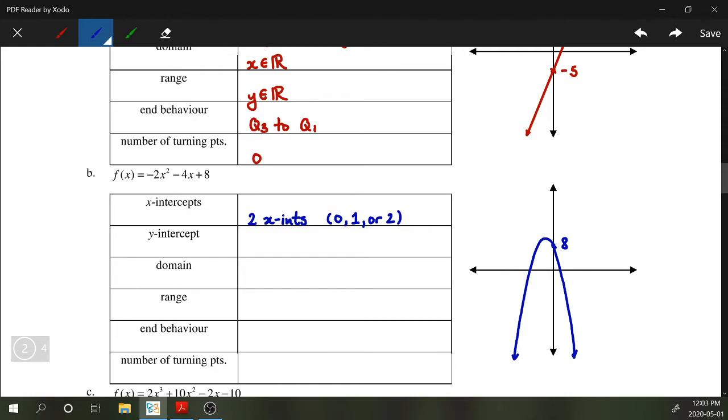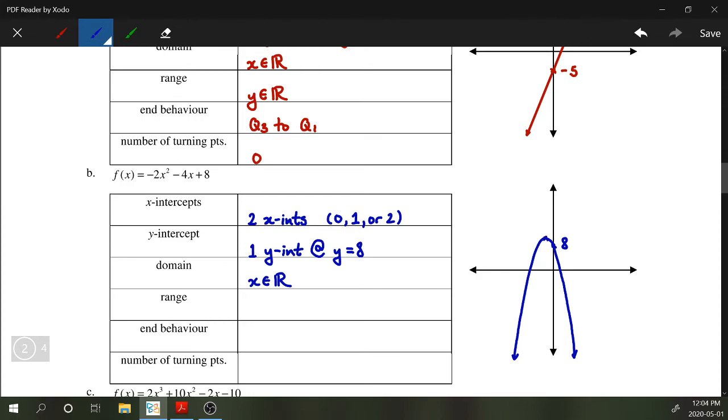Okay, next up we have the y-intercept. Of course, we know that this is going to be a single y-intercept at y equals 8. Again, as usual, the domain is x is an element of the real numbers. The range of the quadratic function will be restricted, of course. So it's not going to be all real numbers.